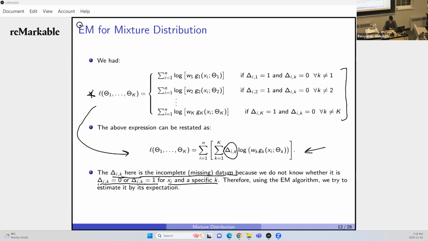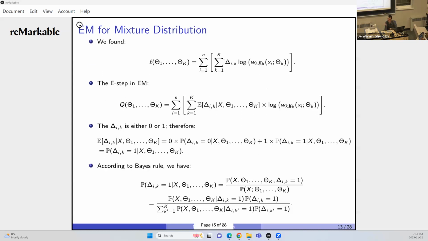Then, so E step, M step. What is the E step in expectation maximization? Take the expectation of this log likelihood. What happens? You tell me. Expectation is a linear operator. It passes through the summations, right? So it comes here, passes through all of these summations. Then this part, the logarithm of wk gk, is not random. It comes out of the expectation, okay?